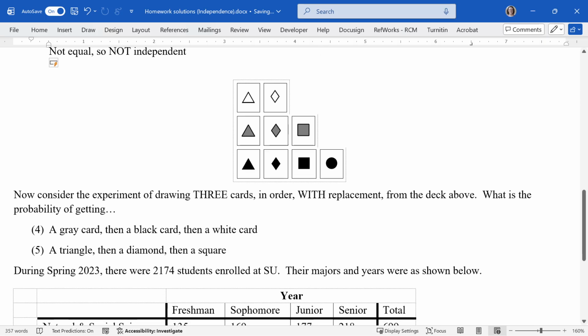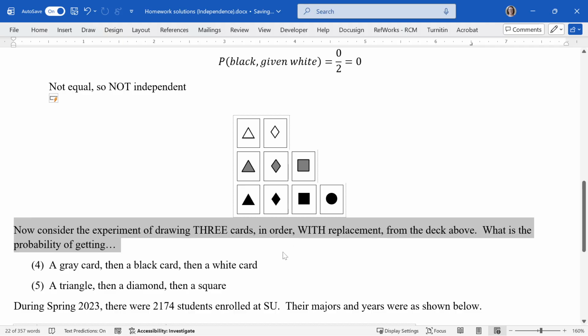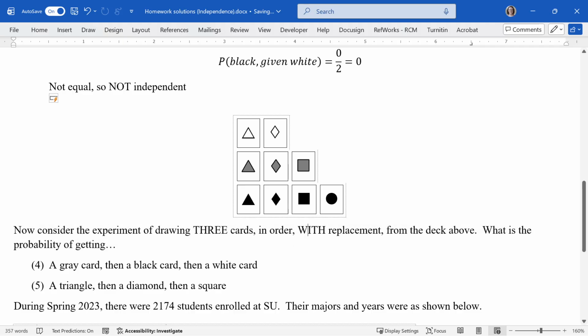All right. So now let's do something a little more complicated. Let's consider drawing 3 cards in order with replacement. With replacement means we are putting them back in the deck. It's not how we usually draw cards. We usually draw cards to play games with, which means we do not replace them. But let's say that I do put them back in the deck every time before drawing the next one. What is the probability of getting a gray card, then a black card, then a white card, triangle, then a diamond, then a square?